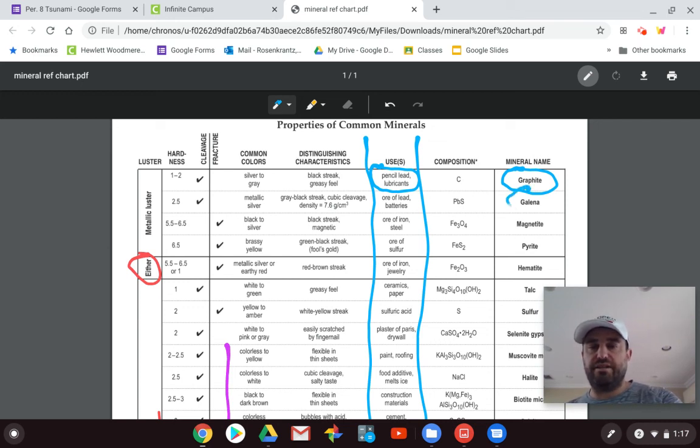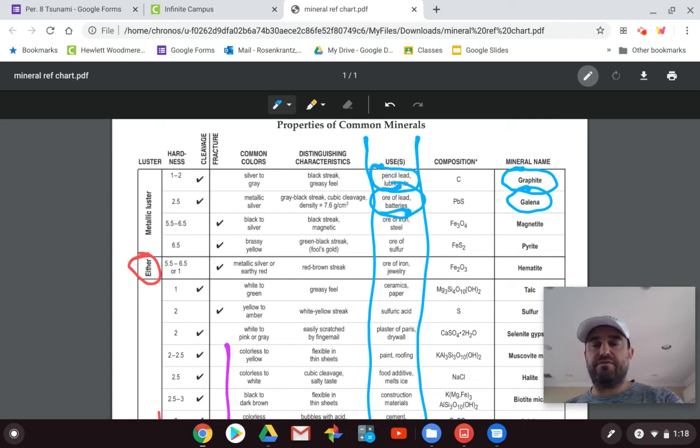So you would find galena, you would go to uses, and it's an ore of lead. An ore means a precious metal that you could extract or mine from a rock. So the lead is inside galena, and what they do is they heat it up or melt it down, and then you can extract lead from that mineral. And galena would also be used in batteries. Okay.